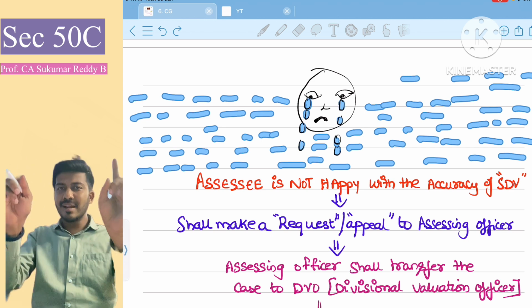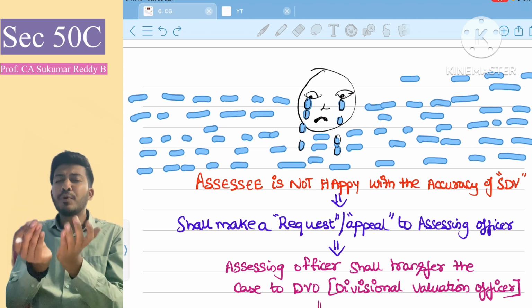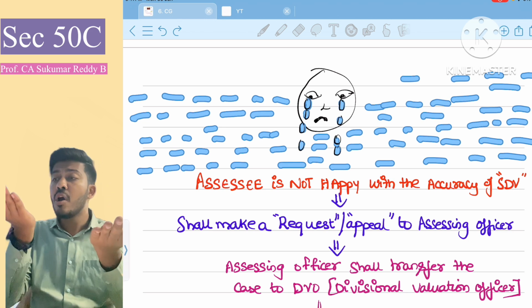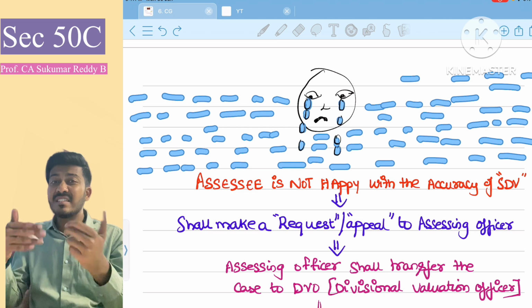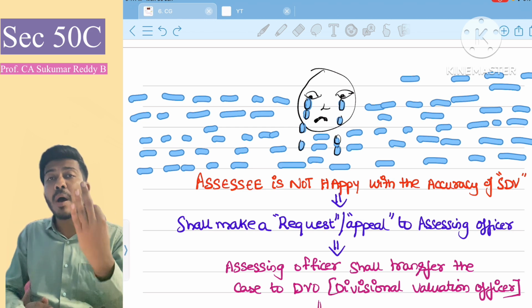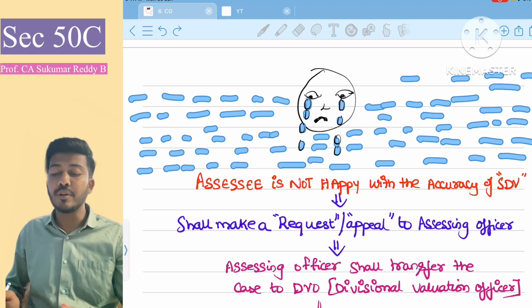Now it is the results day. Now it is going to get proved whether the SDV is wrong or the assessee is wrong. Correct? Are you eager to know about the results? Results can be in three scenarios, three probabilities. First probability I'm going to tell.